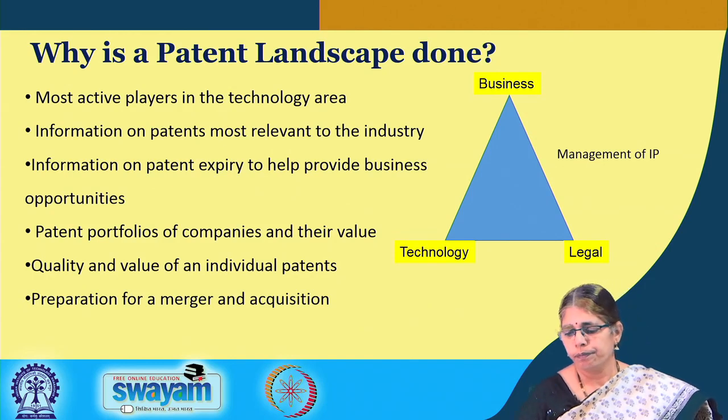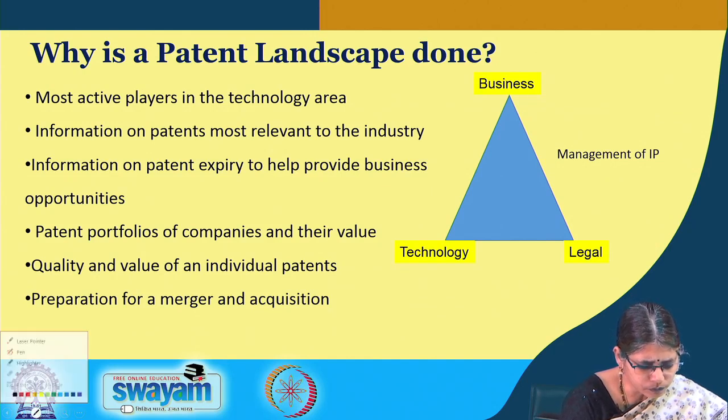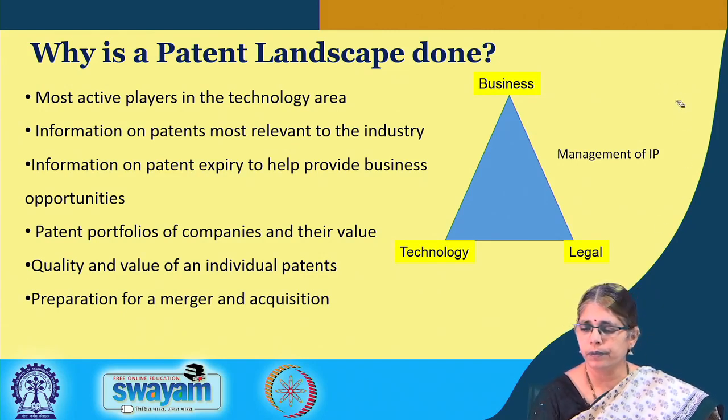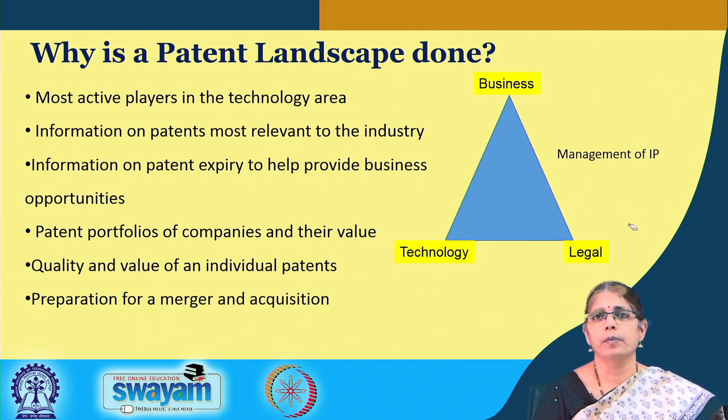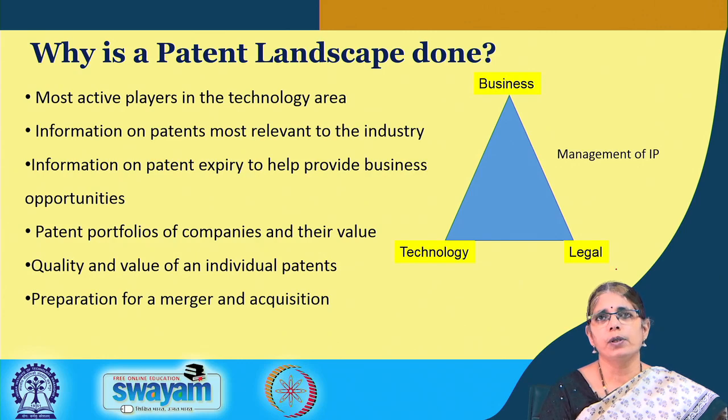So, here in this figure, this is a very important figure to keep in mind with respect to the value of patent landscape. So, here we have business at the top of the triangle, and the business is supported by technology and the legal team. Efficient management of IP means that the business, technology and the legal team should be in sync with respect to a particular technology.